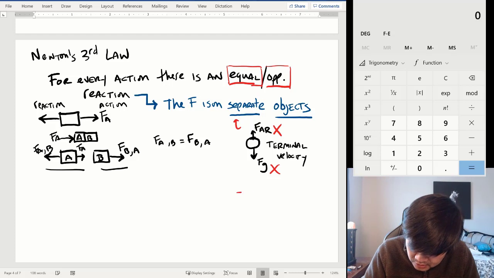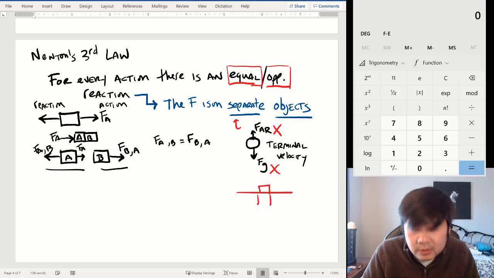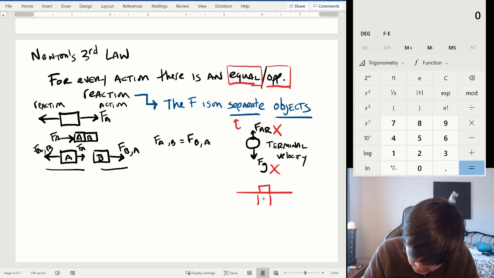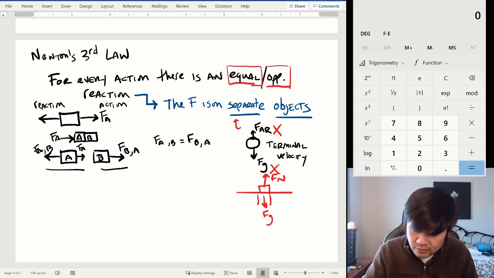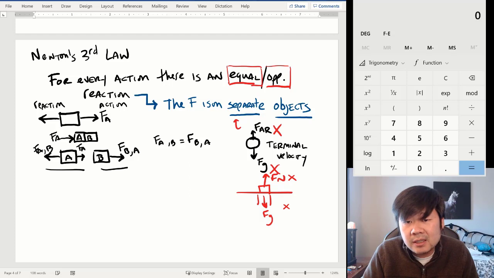We're going to look at another example, our handy dandy book on a table. What forces are on there? Force gravity going down and force normal going up. Those are definitely equal and opposite because that book is sitting on the table, so it's not moving up or down. However, are they Newton's third law of forces? Of course not, because they are on the same object.